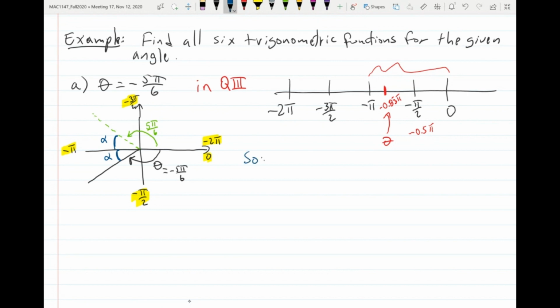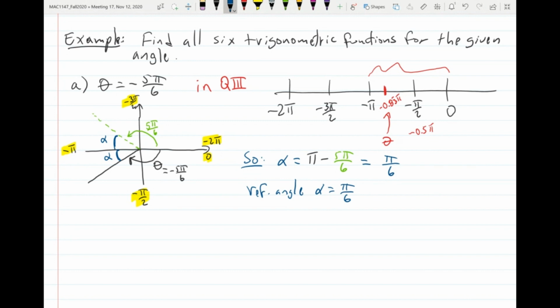So alpha, how do we get alpha? Well, the whole thing is pi, right? So that's going to be equal to pi minus 5 pi over 6, okay? And this is going to be pi over 6. So the reference angle, alpha, is pi over 6. Questions on how we found the reference angle?